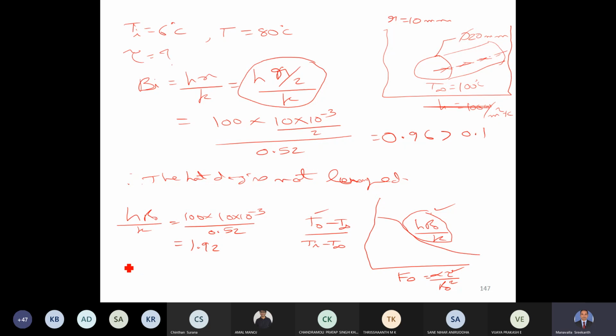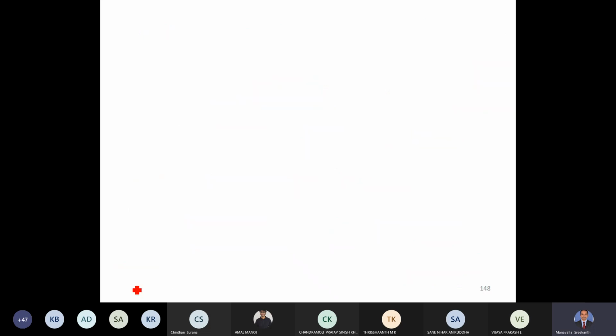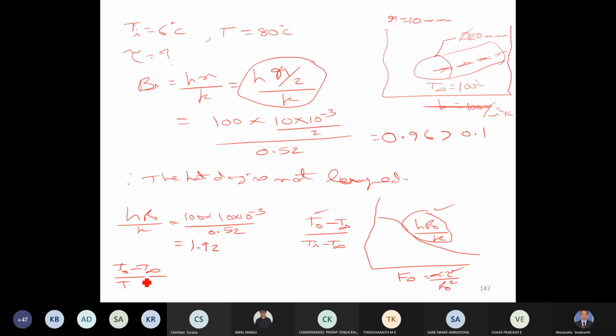What is T naught minus T infinity divided by Ti minus T infinity? T naught is the center temperature. We want the center temperature to reach 80 degrees Celsius. So 80 minus T infinity, which is 100, the boiling water temperature, divided by the initial temperature, 6 minus 100. So how much is this? 0.213.